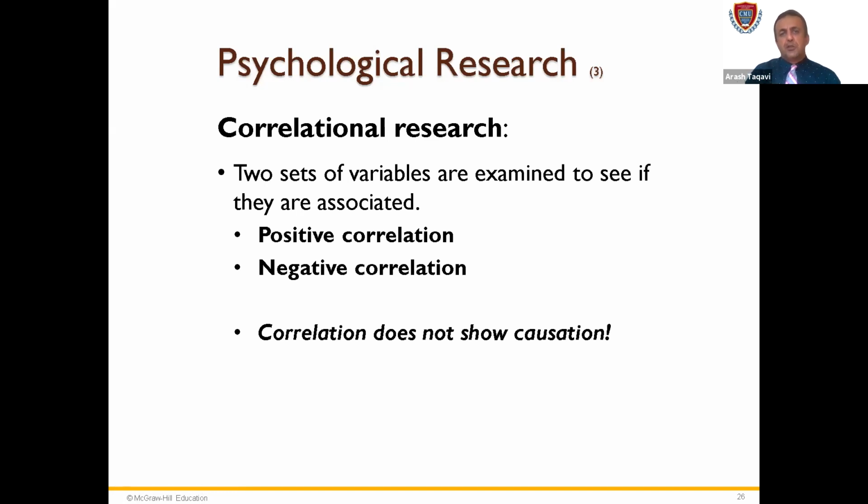Correlational research is very important. Two sets of variables are examined to see if they are associated. We find two types of correlation, positive correlation and negative correlation. Positive correlation means the same severity at the same time, without any causality. There is no cause and effect relationship. It is only about correlation, the same time, the same duration. Negative correlation is, for example, the same time with an opposite state of severity. And correlation does not show causation.